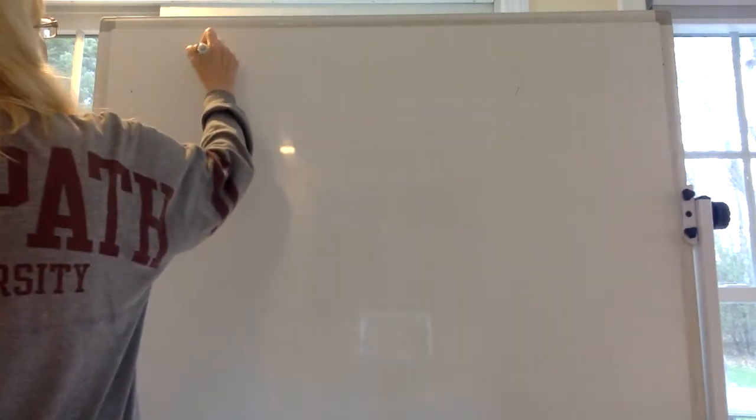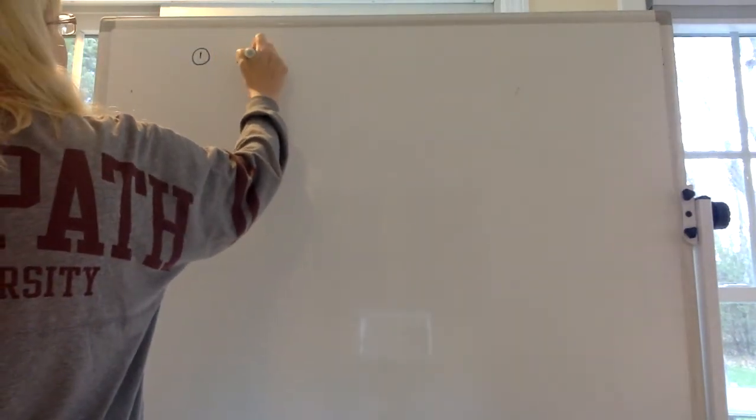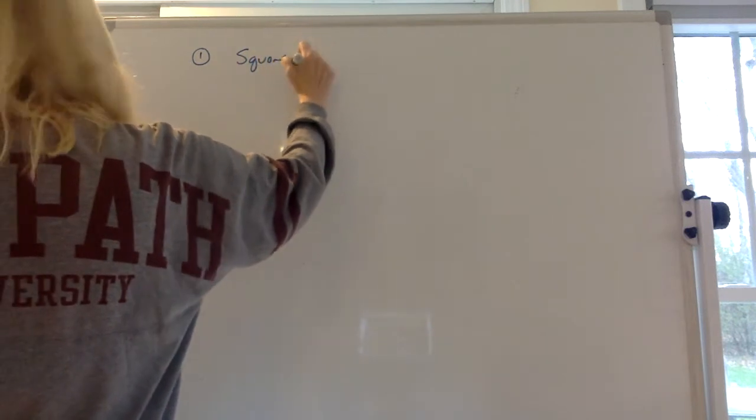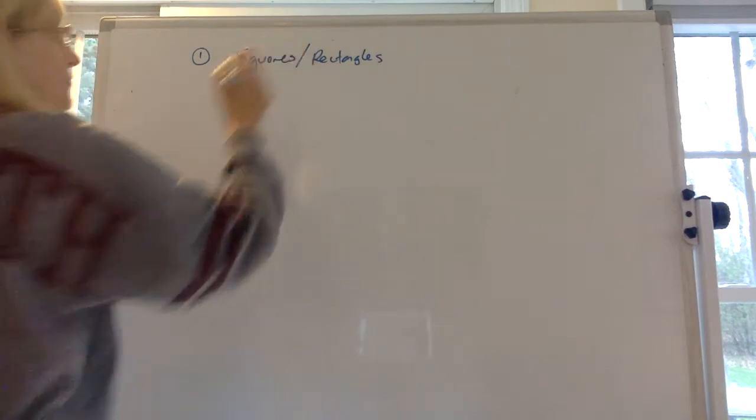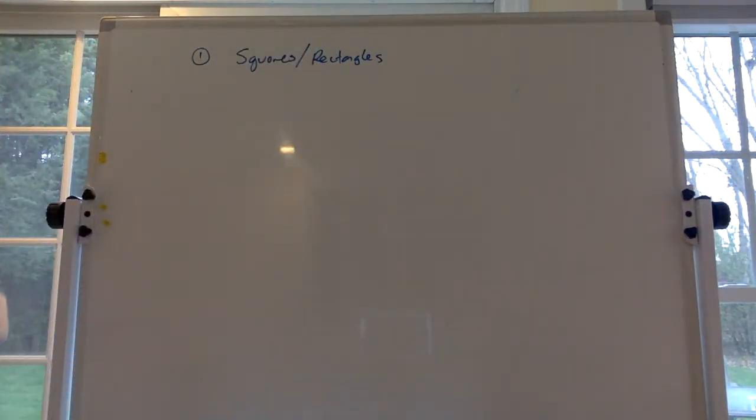Hi, everybody. You might encounter some problems where they ask you to give examples of Venn diagrams, maybe with different shapes. So I thought I'd do a few. The first one we're going to do is a Venn diagram that shows a relationship between squares and rectangles. Okay, so let's think about it.